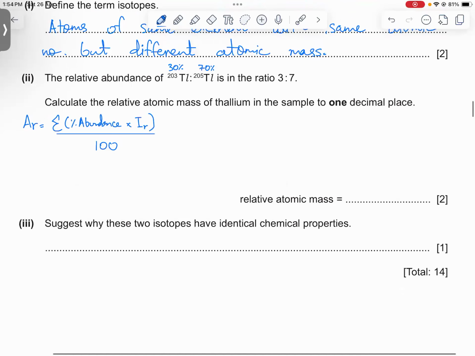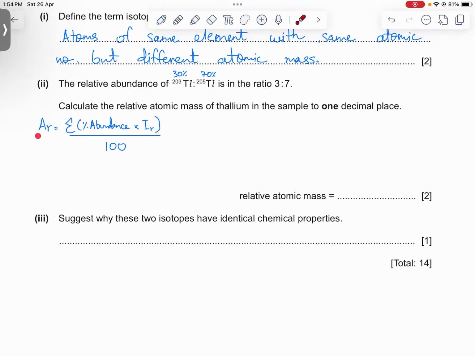Next, after I've written the summation and Ar, we have to understand that this said percentage abundance, and that is why it was divided by 100. That is why when I looked at this ratio, I converted it into percentage.